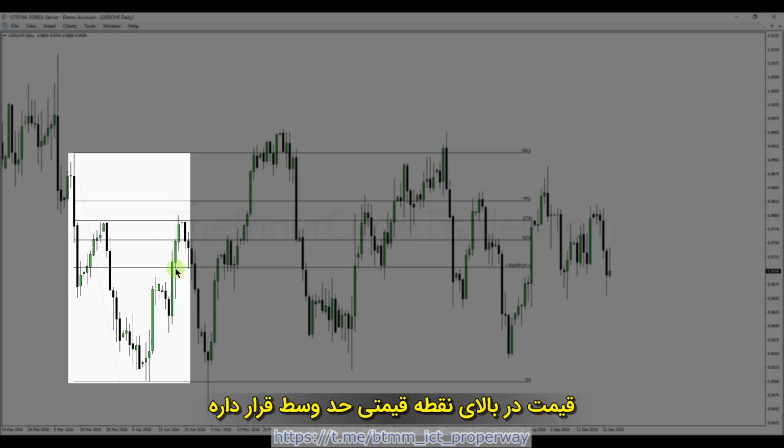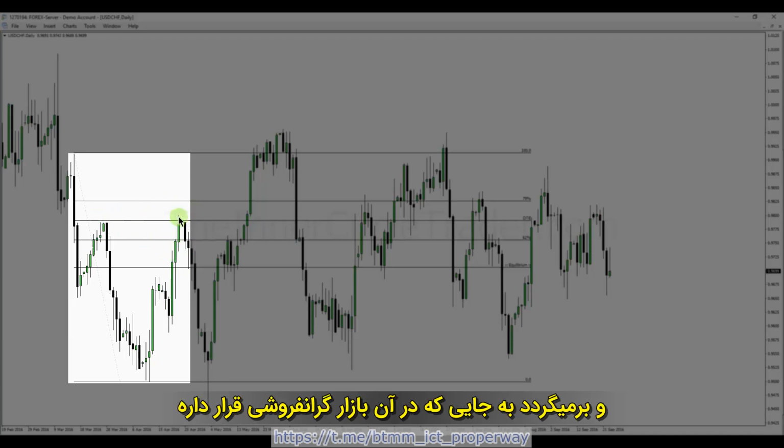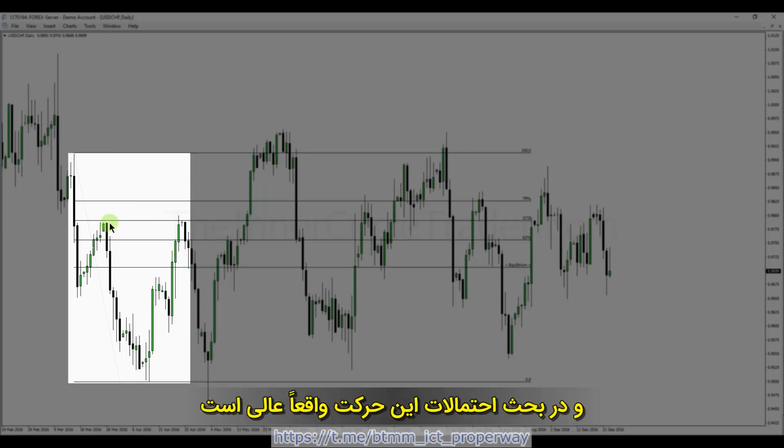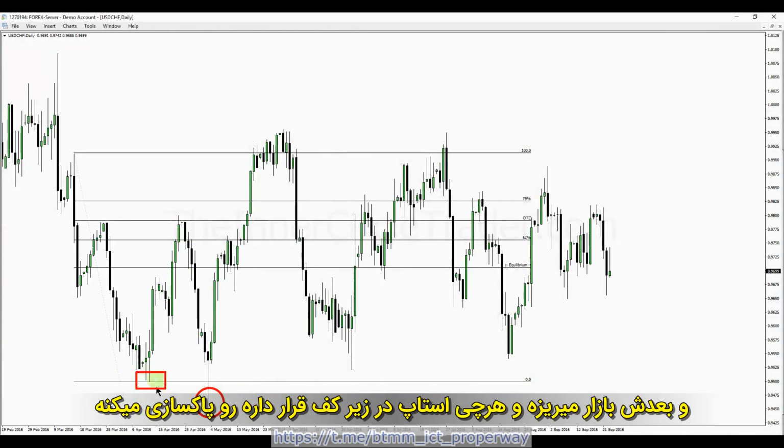Price is above the equilibrium price point, and it takes out an old high. So we're running stops at an old high, and we're going back into what would be a premium market. We're above the equilibrium price point of the range high and the range low, and we take stops out. That's really, really good in terms of probabilities. And the market goes down and sweeps out a previous low.